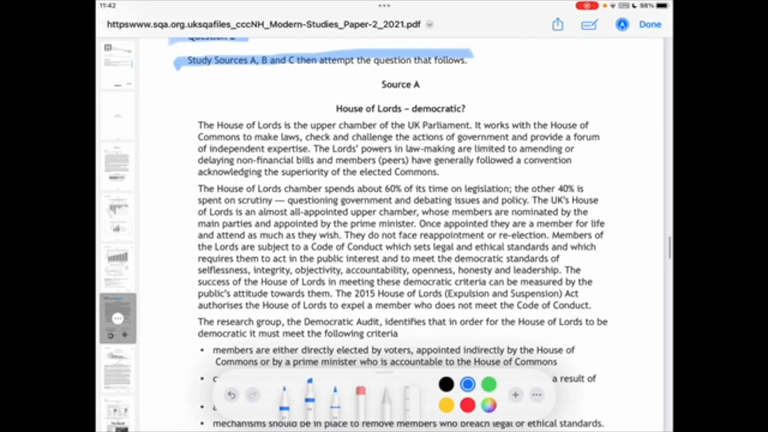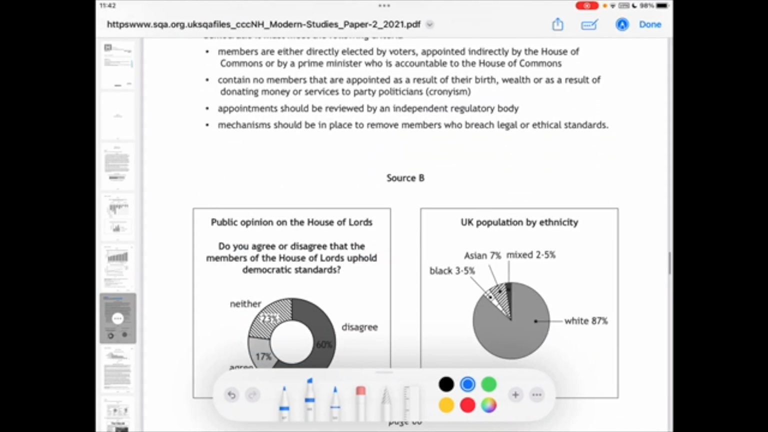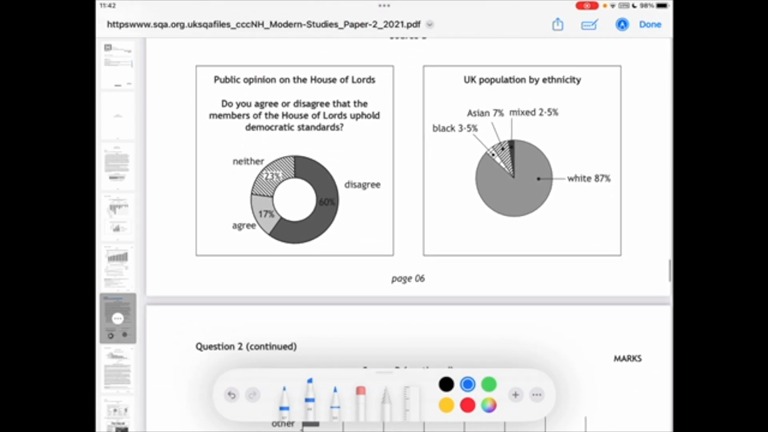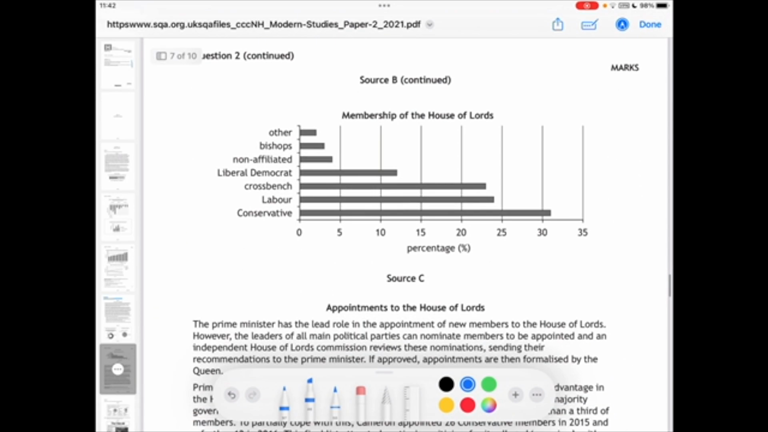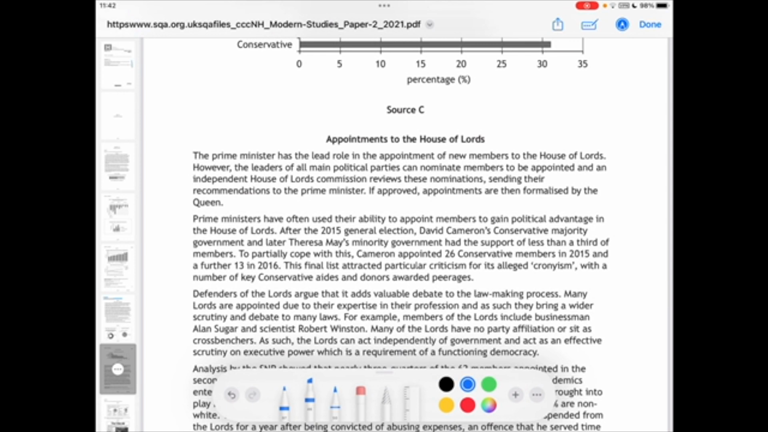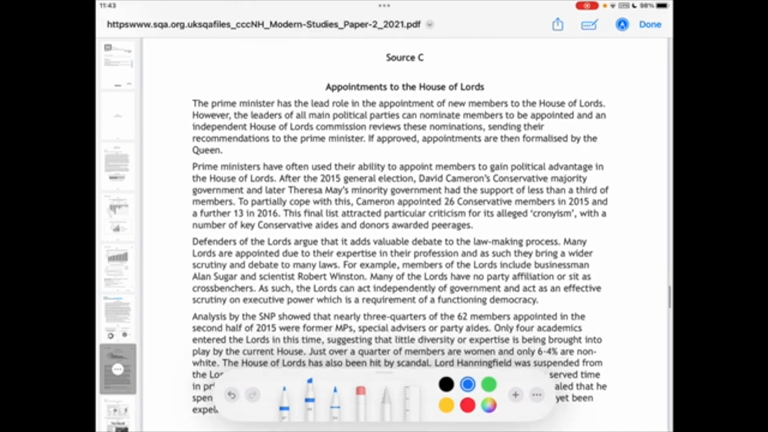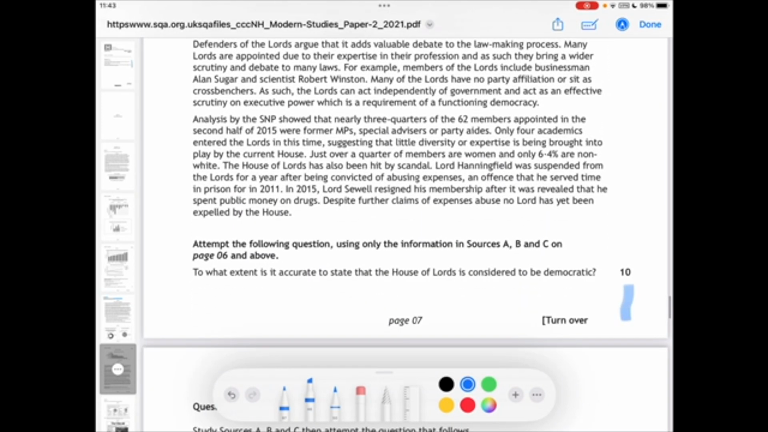We've got source A here. Then we have source B, a couple of tables, and a graph. And then finally, source C, some more information. So what we need to do is decide if the evidence in sources A, B and C proves the overall statement is accurate or inaccurate. But what is the statement? Well, here it is. To what extent is it accurate to state that the House of Lords is considered to be democratic?